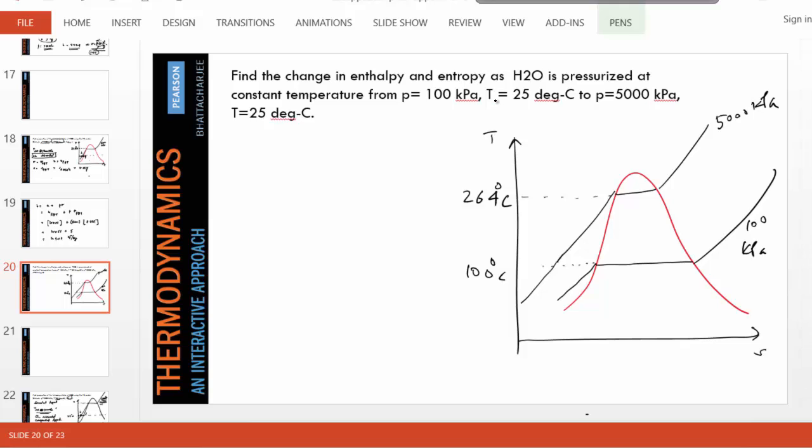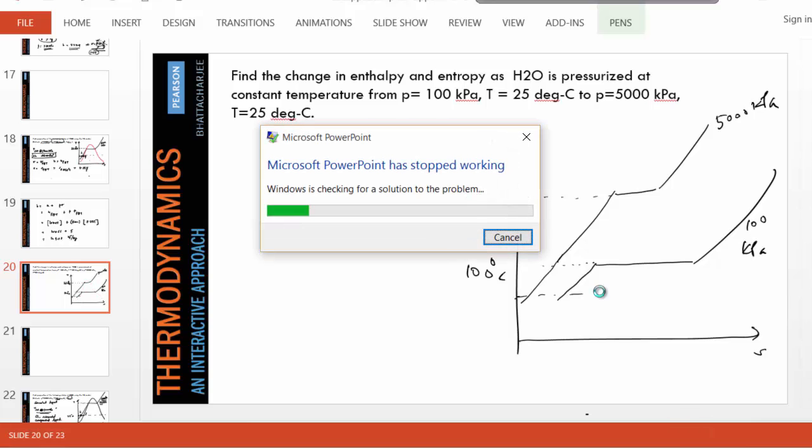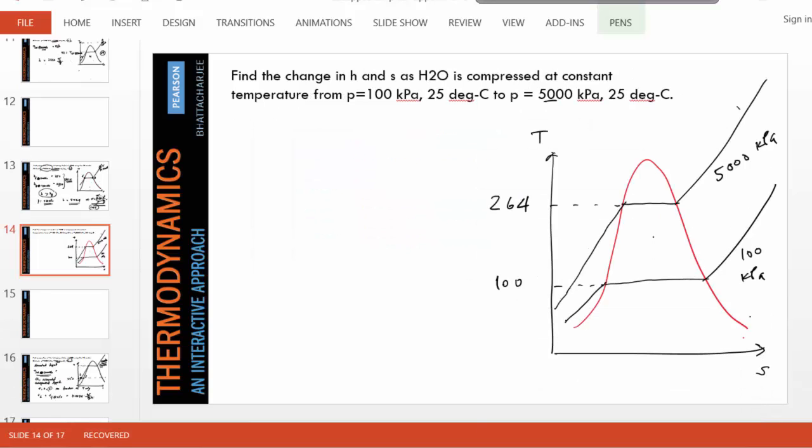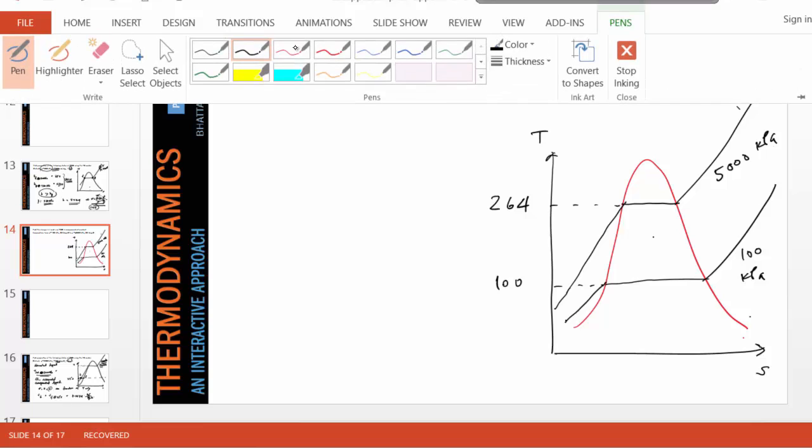But our given states, let's call them state 1 and 2. So 25 degrees will be way over here. So maybe this is our state 1. Oops. Well, the window could not recover, so I had to restart the solution manually. So let's go finish it off.